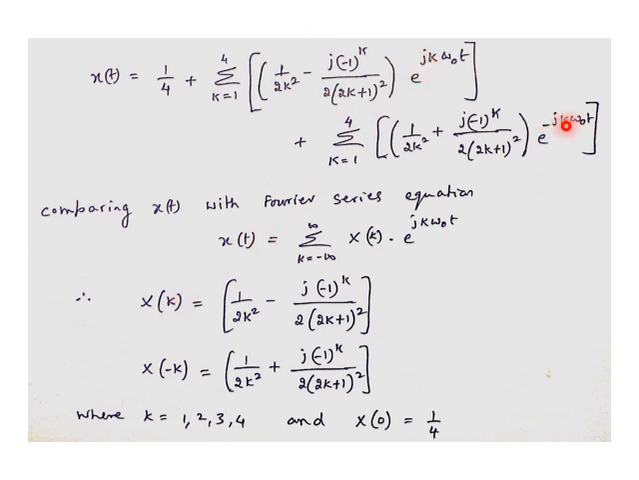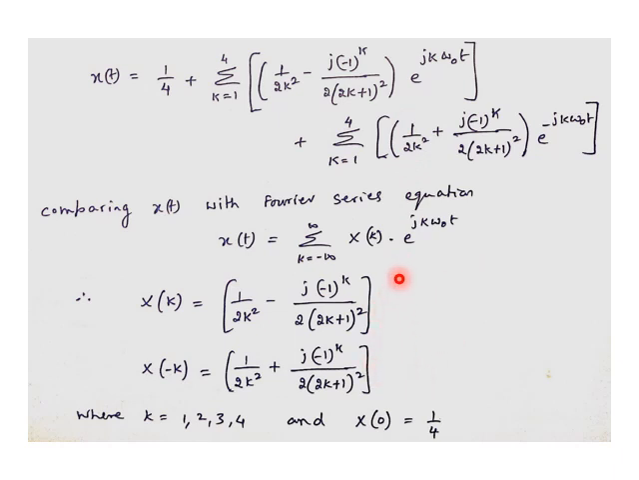Hence x of k. Here k is negative, we can take minus j k omega naught, because if minus is there, it exists along with k, so it is minus k. So x of minus k will give the constant 1 by 2k square plus j into minus 1 to the power k divided by 2 into 2k plus 1 whole square. This is how we can compare the standard Fourier series equation x of t with the simplified expression of x of t, so that we get the Fourier series coefficients here.